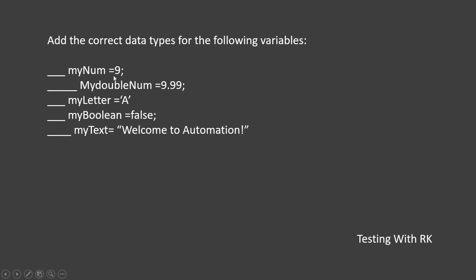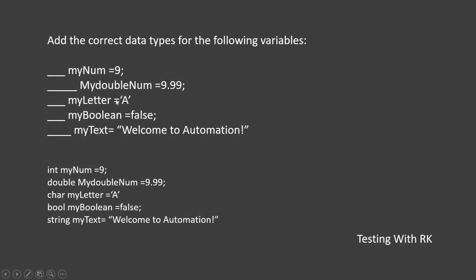Add the correct data type to the following variables. Looking at the values on the right, guess what kind of data type should go for these particular variables. Pause the video, write your answer, and when you're ready, play it again. So the answer: 9 is an integer value, so I'll put int. 9.99 is a fractional value, and for fractions we use double. To store a single character we use char. To store true or false Boolean states we use a data type called bool, and to store a collection of characters we have a data type called string.